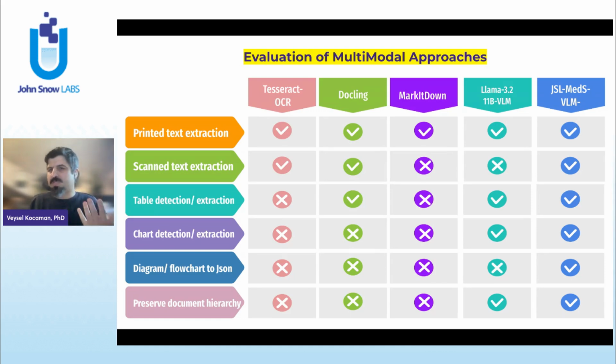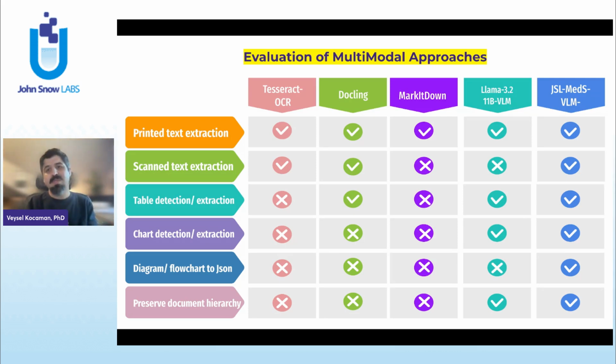Docling is also good. Markdown is also good. All of them are good, because printed text extraction is an already easy-to-solve problem. But scan text extraction requires understanding pixelated data. Tesseract OCR has some solution out of the box as well, which is doing fine. Docling is also doing fine.